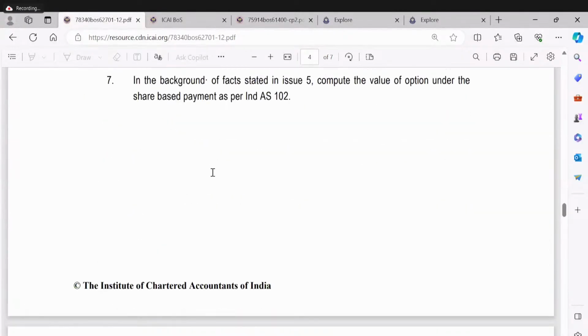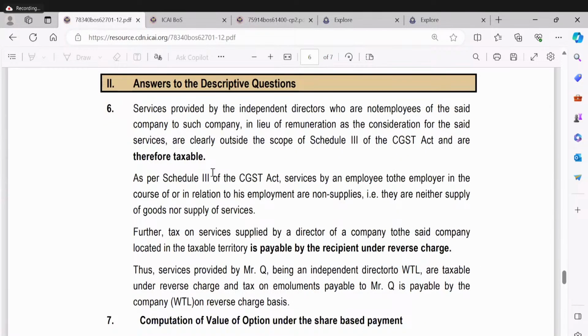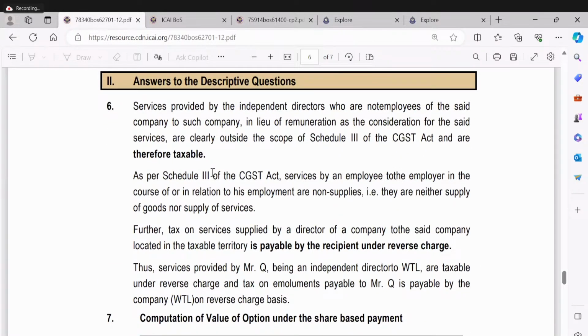So let us see the answer. Just have a look at the answer. That is, services provided by the independent directors who are not the employees are clearly outside the scope of Schedule 3. Outside Schedule 3 means they are supplied. Then we have to see whether GST is leviable. Yes, GST is leviable on this particular transaction. And it will be payable under reverse charge by the recipient, that is company, that is WTL.